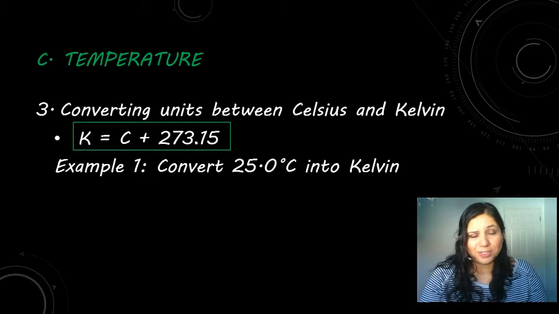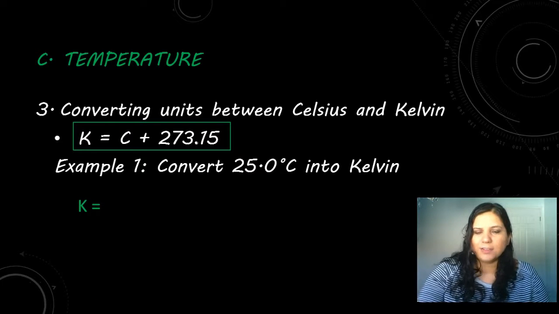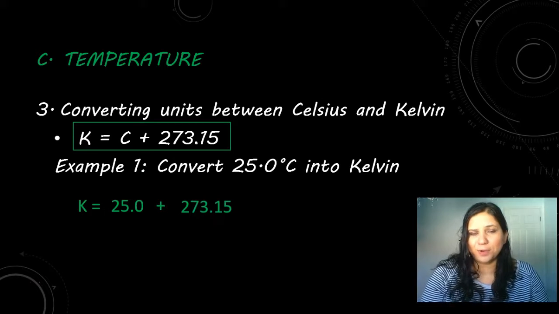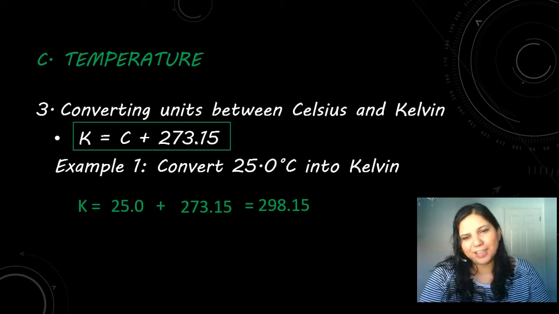All right, so let's do an example. Convert 25.0 degrees Celsius into Kelvin. So Kelvin is equal to 25.0, that's the Celsius temperature that I was given, plus 273.15. Yes, an easy equation. I hope you can see that. When we add those two together, it's 298.15.